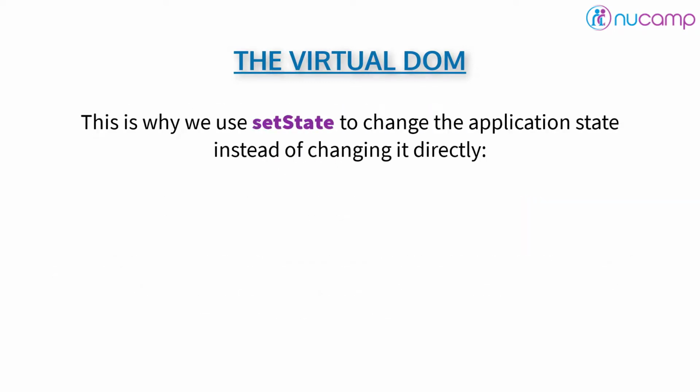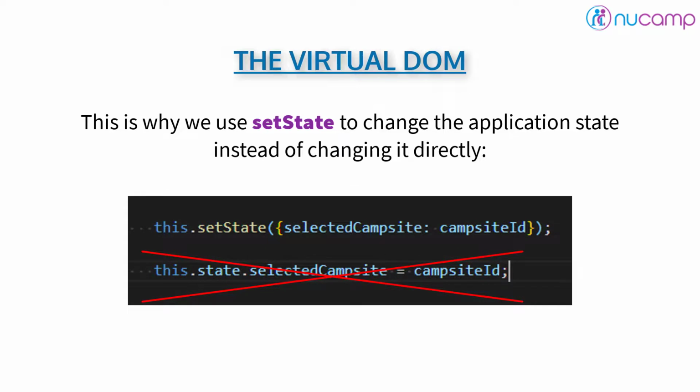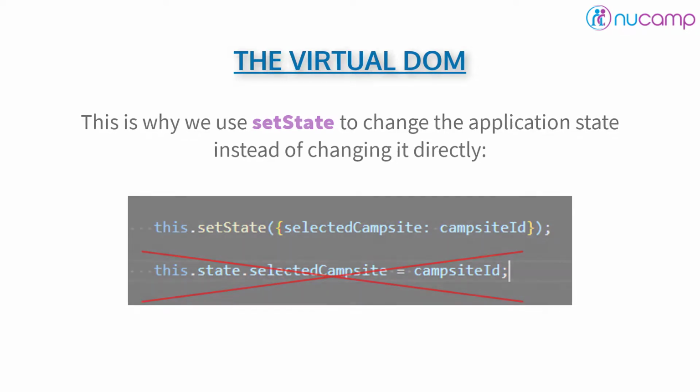This is the main reason why you need to use setState for any state changes in React instead of setting the state directly with an assignment operator. setState sends your change through the virtual DOM, so if you don't use it, then you're sidestepping one of the most useful features of React.